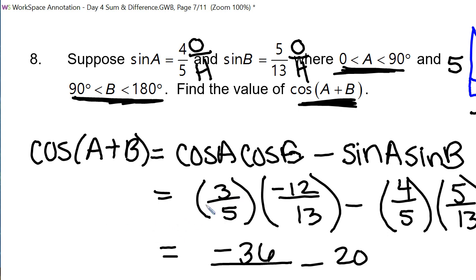Keep the common denominator and subtract the numerators. What's negative 36 minus 20? Negative 56. Now, if your fraction will simplify, make sure you simplify, but will that fraction simplify? No. So the answer is negative 56 over 65.